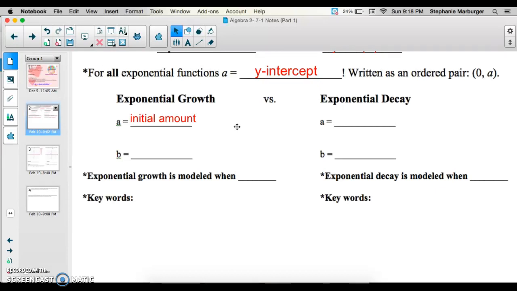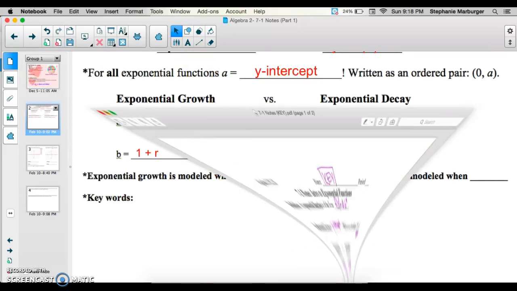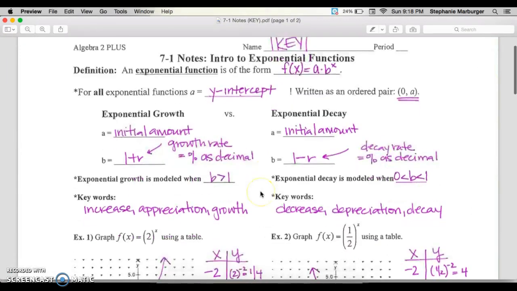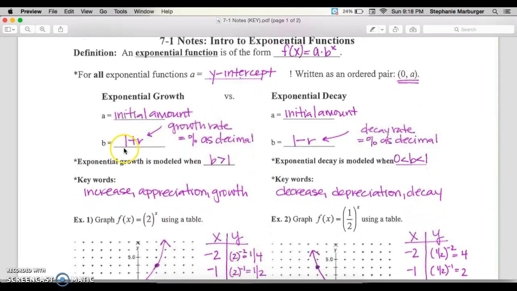And then the B value is going to be 1 plus R. So R is the rate at which it's increasing, and it's always written as a decimal. So if I give you a 16% increase, then that would be written as 0.16. So I'll show you on this key that I attached. It's a little bit more detailed.